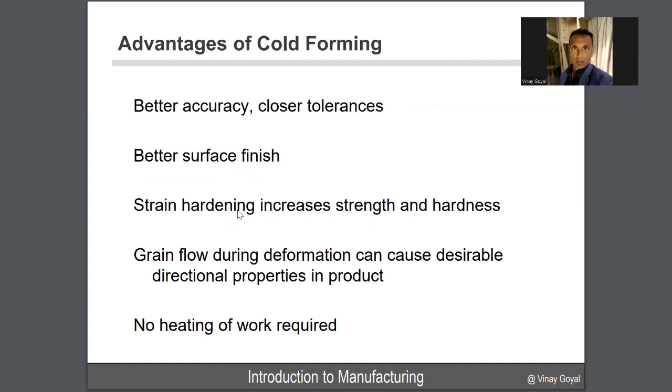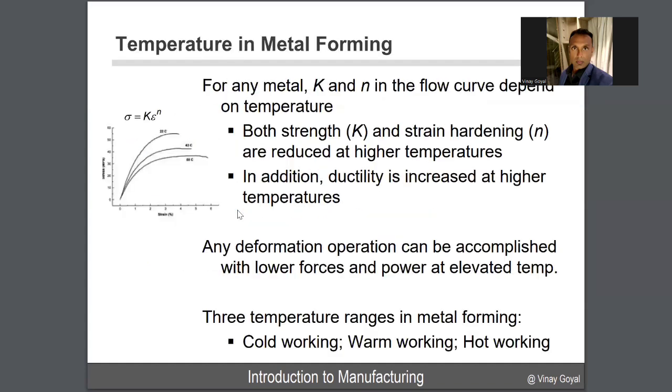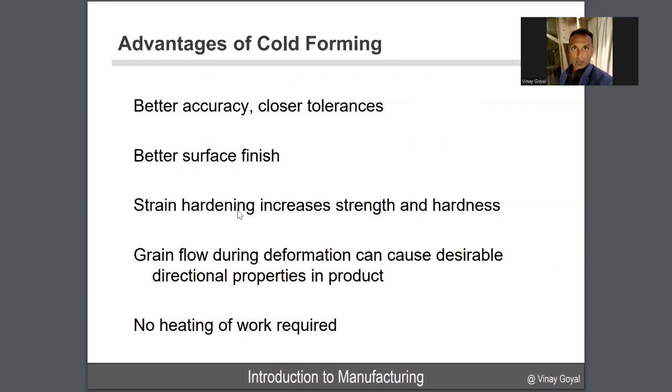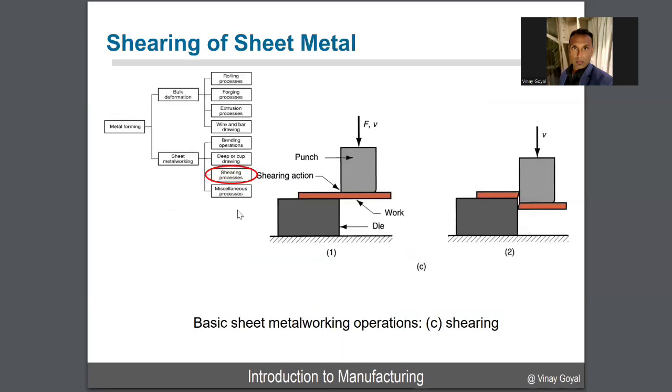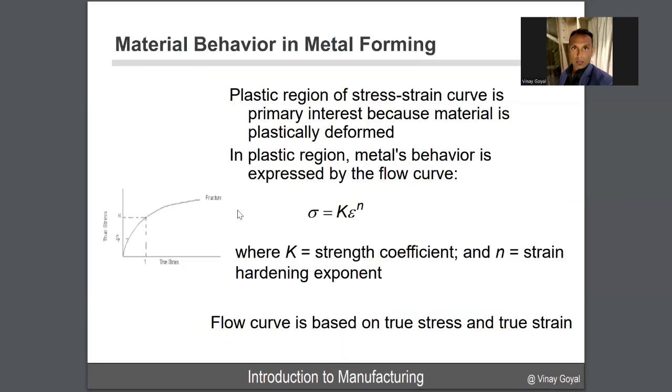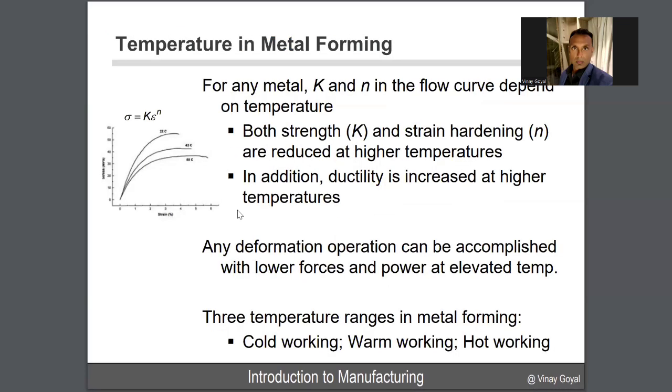The advantage of cold working is that there's better accuracy, closer tolerances, and better surface finish because I'm not really touching the surface, and the strain hardening does increase strength and hardness. The grain flow during the deformation can cause very nice directional properties in the product. So as I'm bending the material through a cold working process, I can achieve very nice properties. There's no heating of the work required. And remember, cold working is part of the metal forming process that we talked about. Okay. So again, there are three ways that we can do metal forming: cold working, warm working, and hot working.